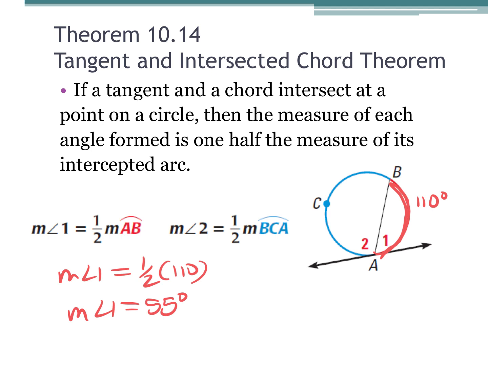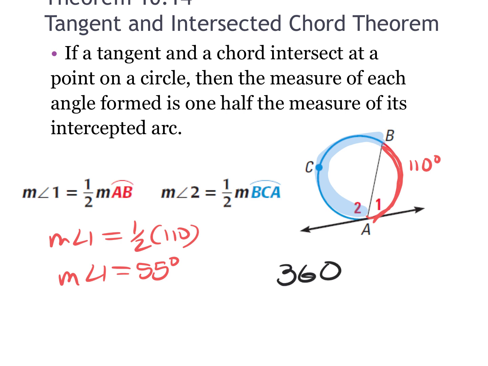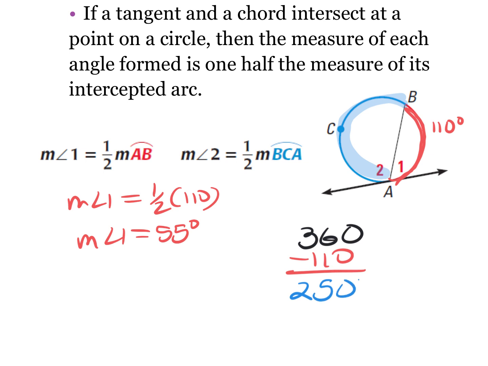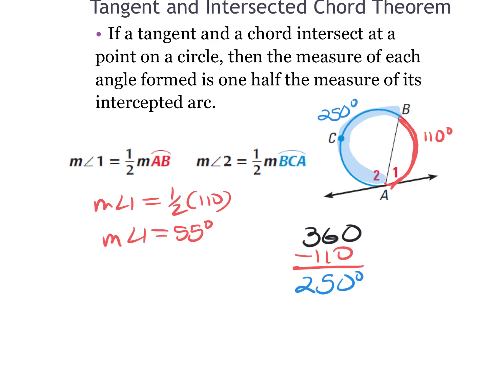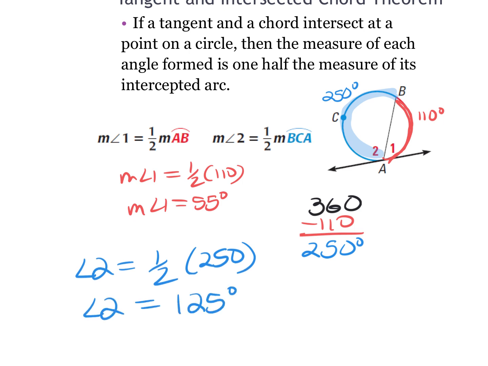Now, in order to find arc BCA, if you recall that a complete circle has 360 degrees, all I would need to do is take 360, subtract the AB arc, 110, and then what's left for arc BCA would be 250 degrees. So that would be this arc. And if I wanted to find the measure of angle 2, I could just do angle 2 is equal to 1/2 of the measure of BCA, which was 250, and angle 2 is equal to 125 degrees.